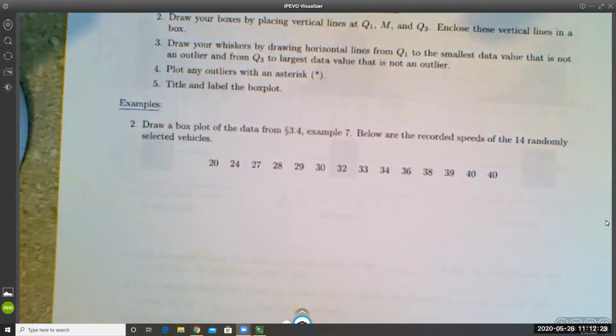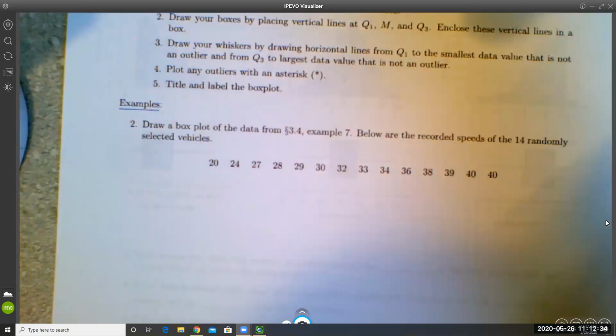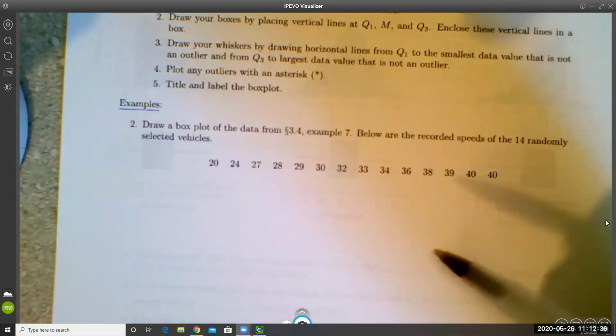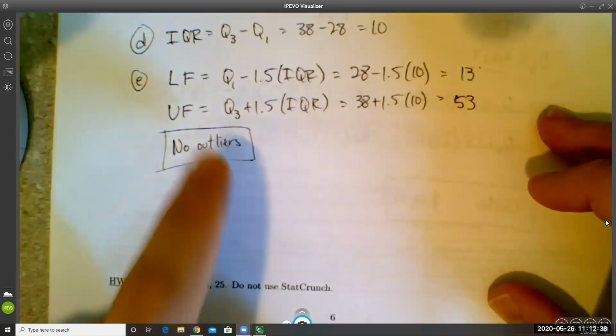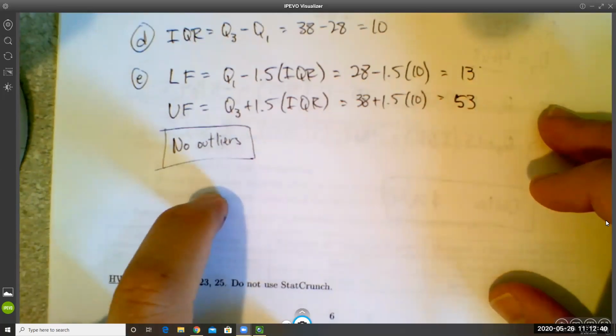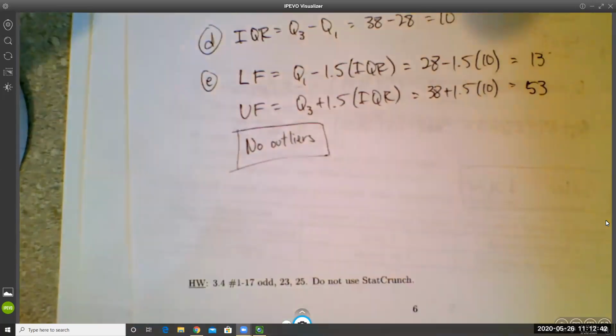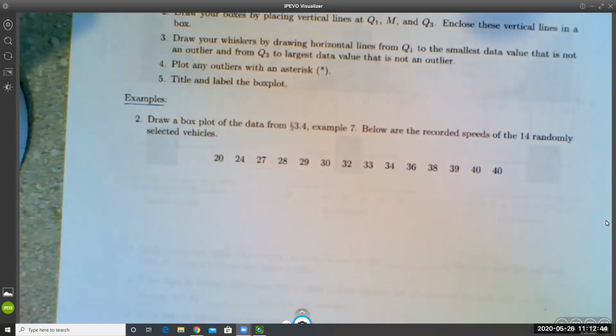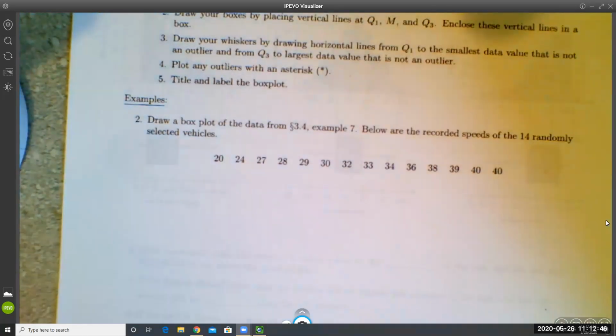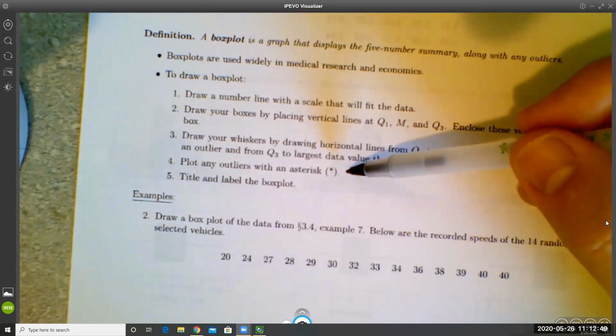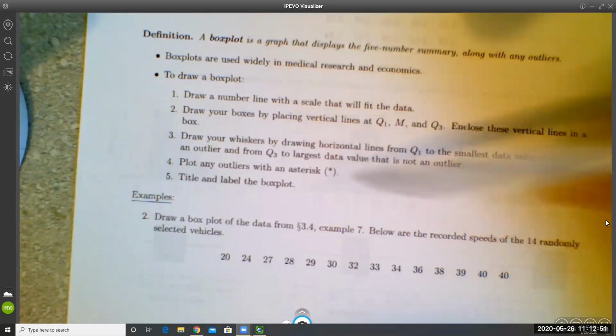It says, draw a box plot of the data from 3.4 example 7. Below are the recorded speeds of the 14 randomly selected vehicles, okay? So you'll remember in example 7 here, we determined that there were no outliers, okay? So we didn't have any outliers in the data. And so consequently, we're not going to have to worry about this whole asterisk business. Like this one's going to be pretty straightforward.